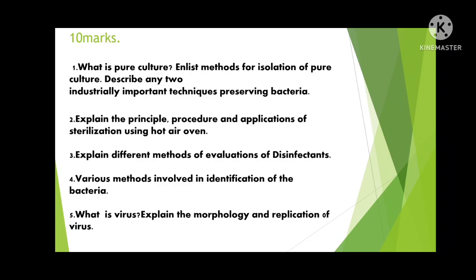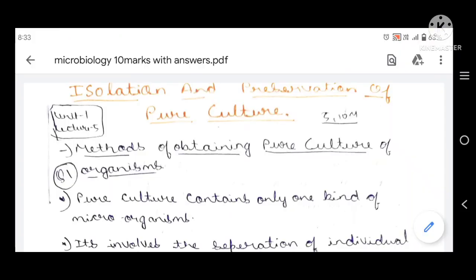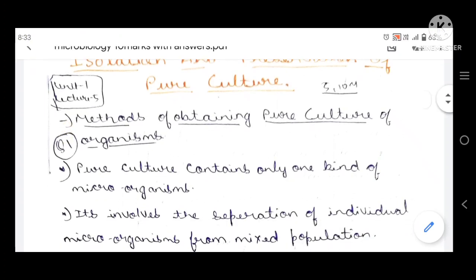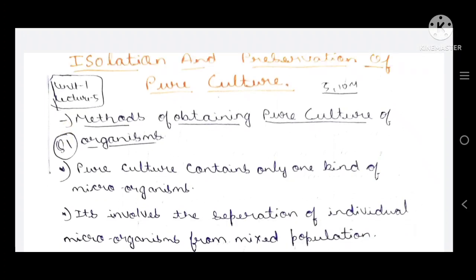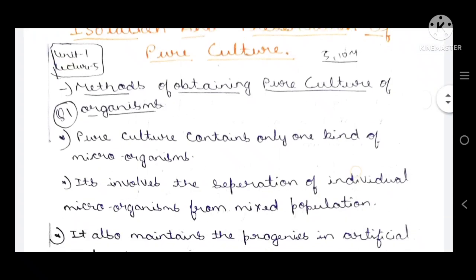Then, one more question you have to understand here. If they do not ask replication, then cultivation of virus is fixed here. Now see, I will tell you some answers for this. Let's see those answers. Yes, microbiology 10 marks answers. See, this is the answer for the first question: isolation and preservation of a pure culture.